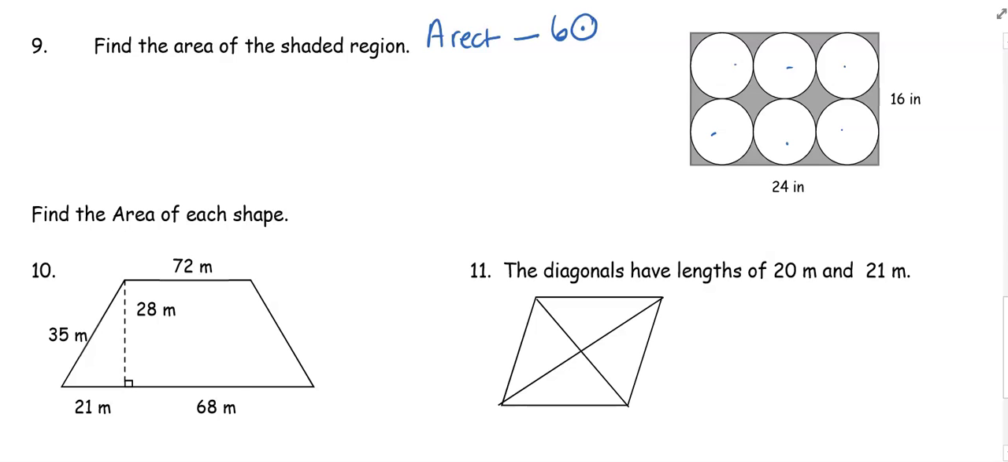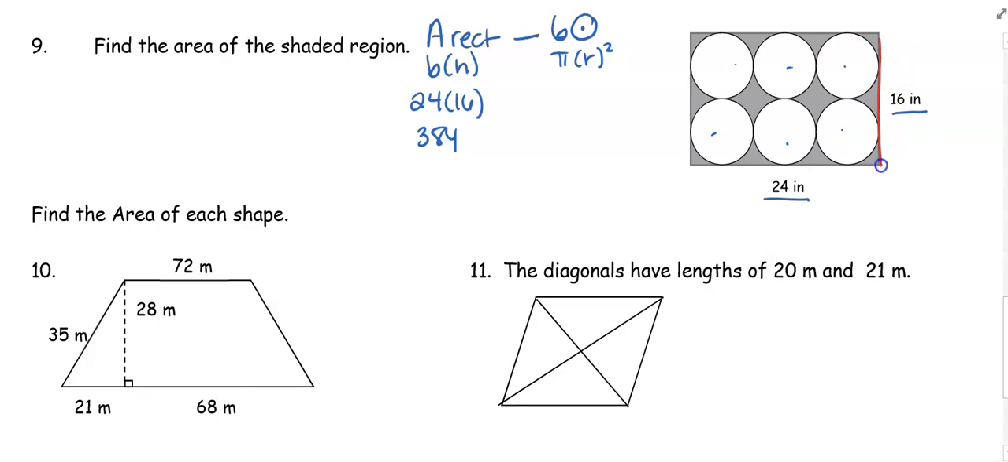The area of the rectangle, not too bad. Base times height. The base times the height, 24 times 16, giving us 384. Now we will find the area of the circle, that's pi times radius squared. And this one we've got to figure out.